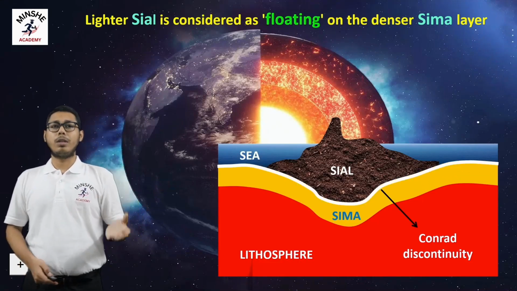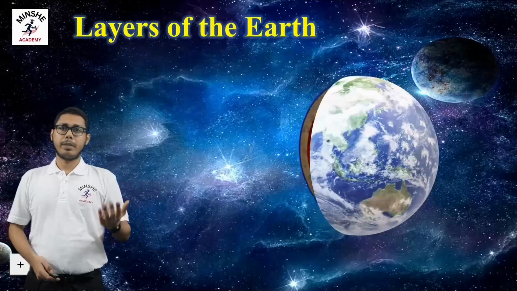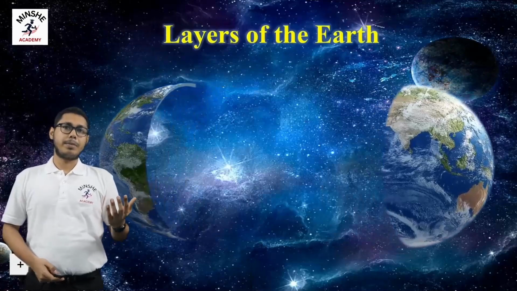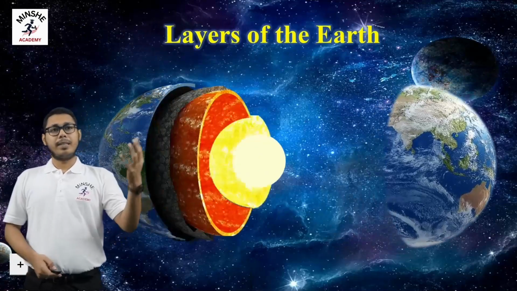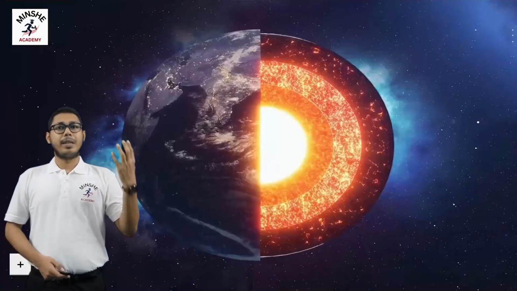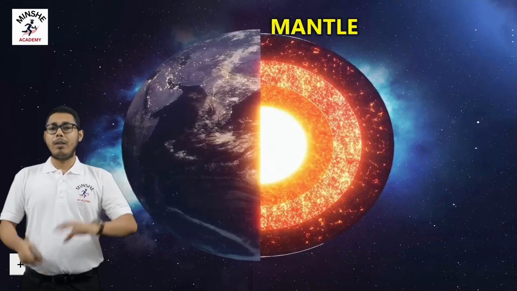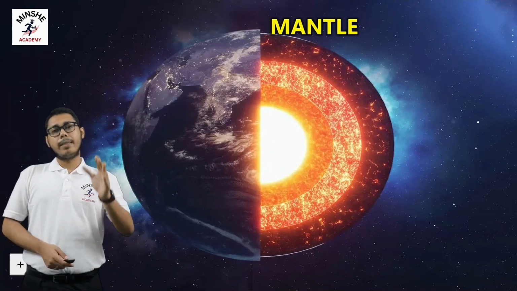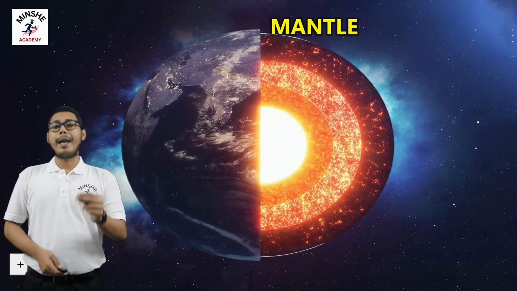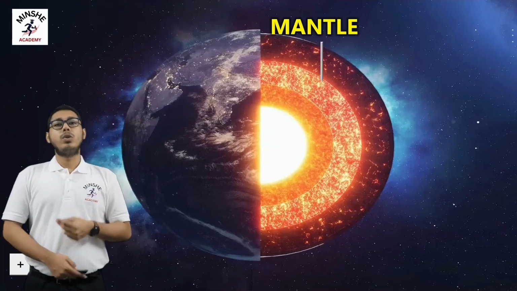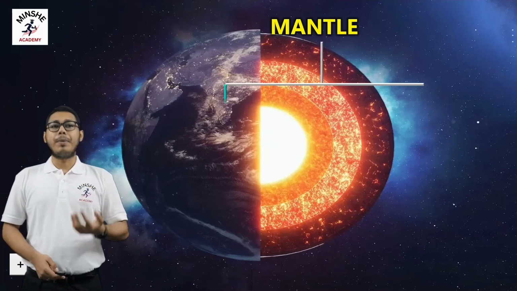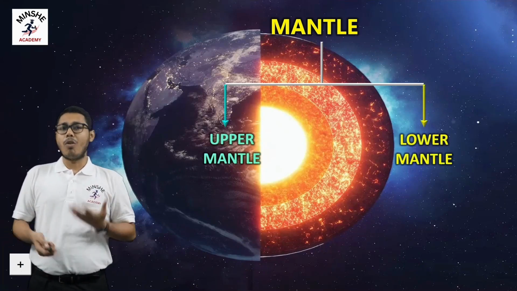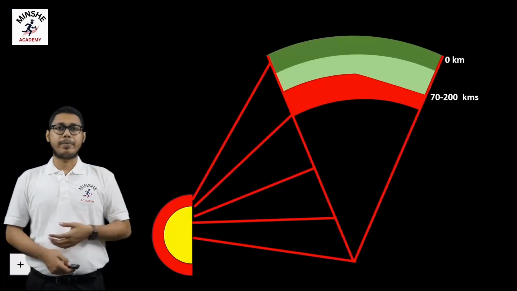Now we are left with what? You can see these are the inner layers. Now we will be studying the mantle. We are done with the crust. I also said previously that the crust is divided into two parts. The mantle is also divided into two subdivisions, the upper mantle and the lower mantle. It's quite obvious from the name, but let's see.